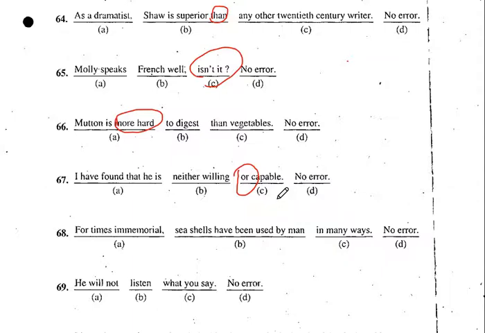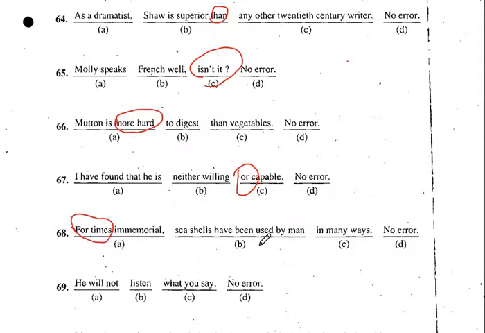Shall we move on to the next one? What is the next one now? For times immemorial, seashells have been used by man in many ways. No error. Now, something is wrong here. So what is wrong there? "In many ways" is correct.